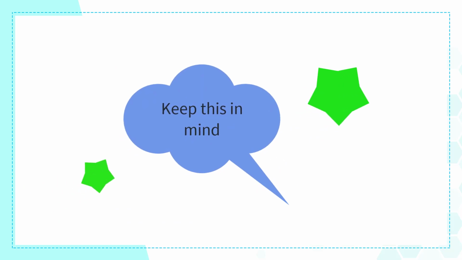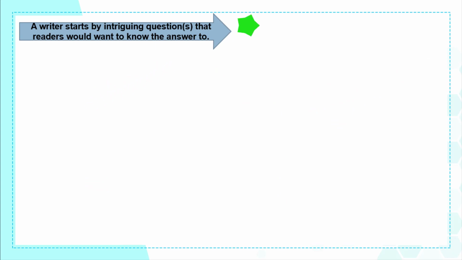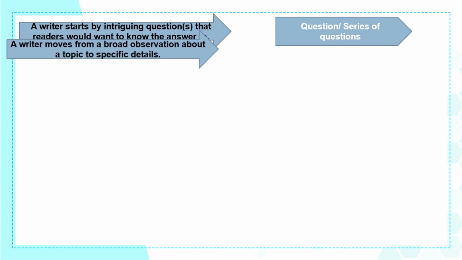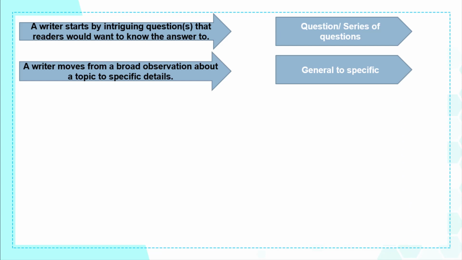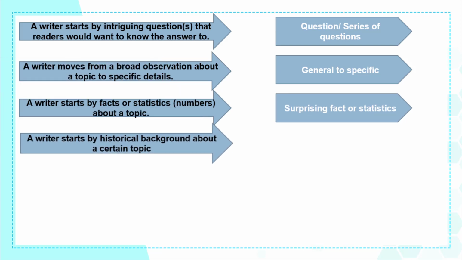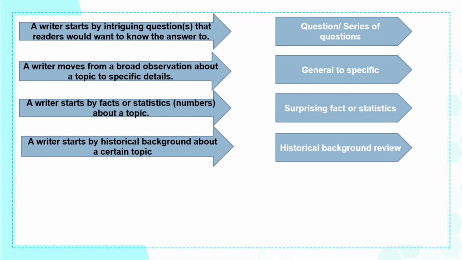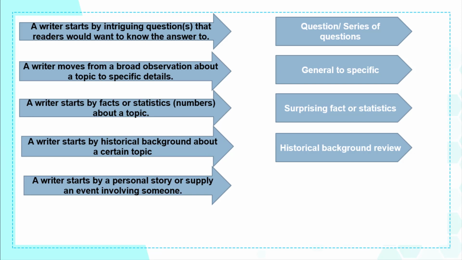So, dear students, when the writer starts by intriguing questions that readers would want to know the answer to, then the type is question or series of questions. When the writer moves from a broad observation about a topic to specific details, then the type is general to specific. When the writer starts by facts or statistics, numbers, about a topic, then the type is surprising fact or statistics. When the writer starts by historical background about a certain topic, then the type is historical background review.